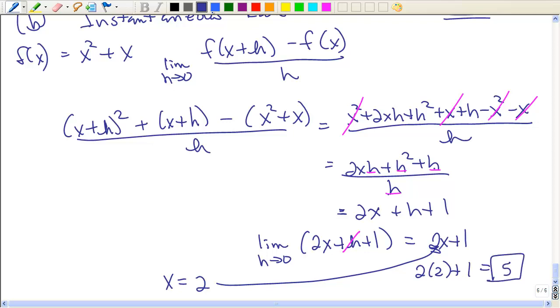When they ask you to compare the results, hopefully you can see that we went from an average rate of change, the slope of the line, rise over run, like we started out with on the graph, and then as we let x get closer and closer together, we get an instantaneous rate of change, and that is the derivative. That's the slope of the tangent line.